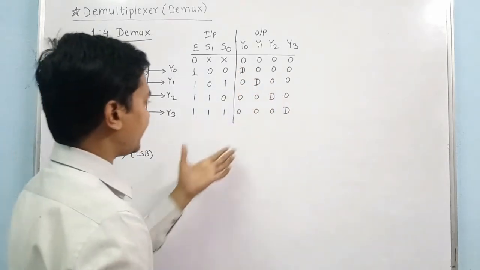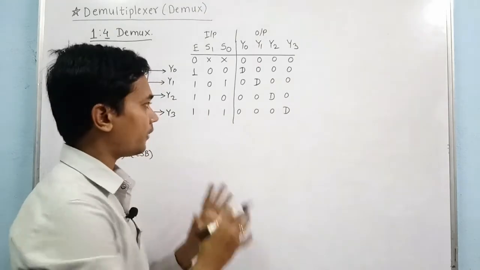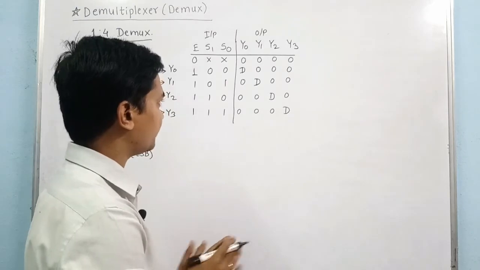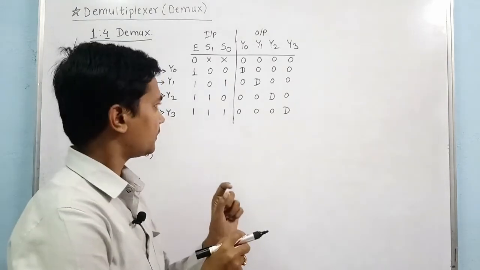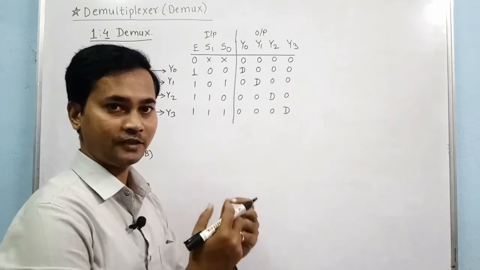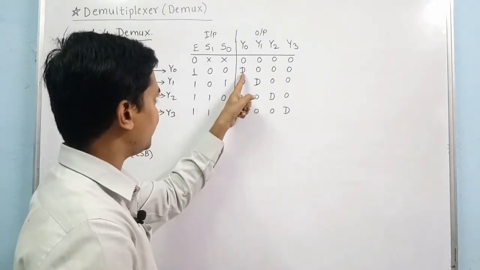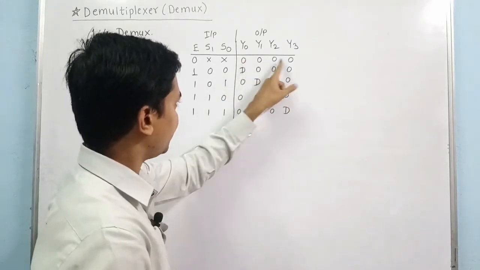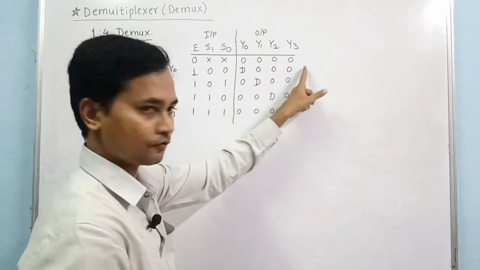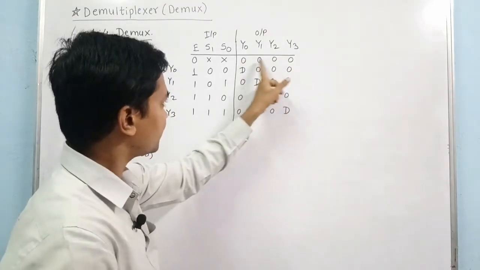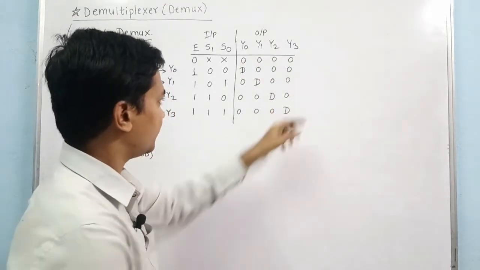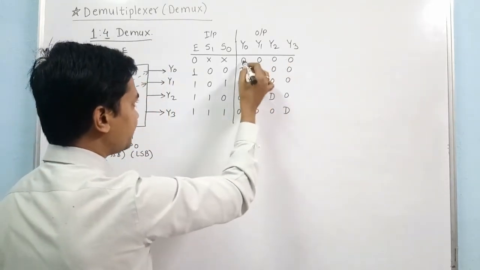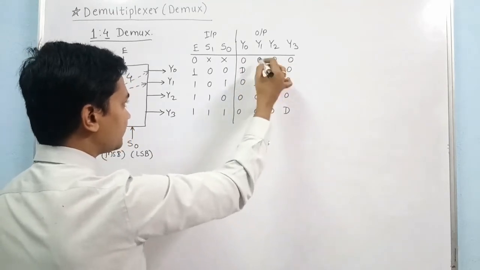So this is how we can have the truth table. Now how to find out the output equations for this kind of demultiplexer? We should consider only those combinations which have the D value in these outputs. In the first combination all the terms are 0 0, so we should not consider this first case. We have to consider the last 4 cases, because the first case is when the demultiplexer is disabled, so we will not consider this combination.